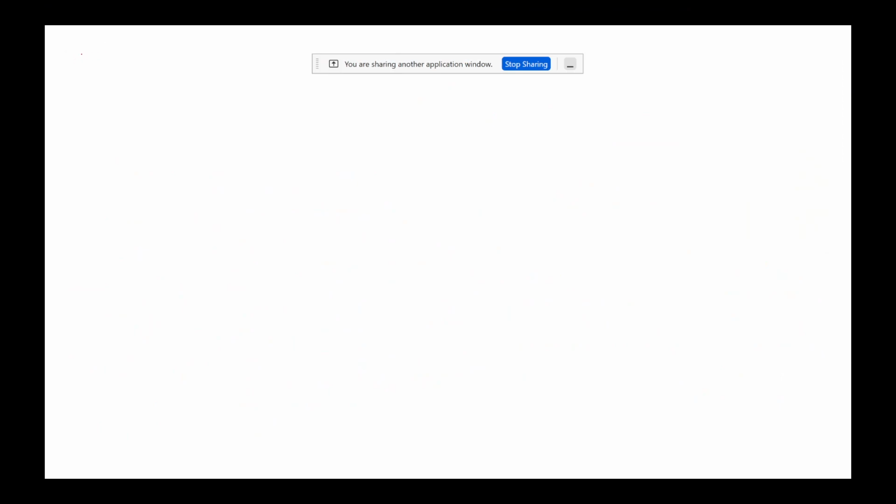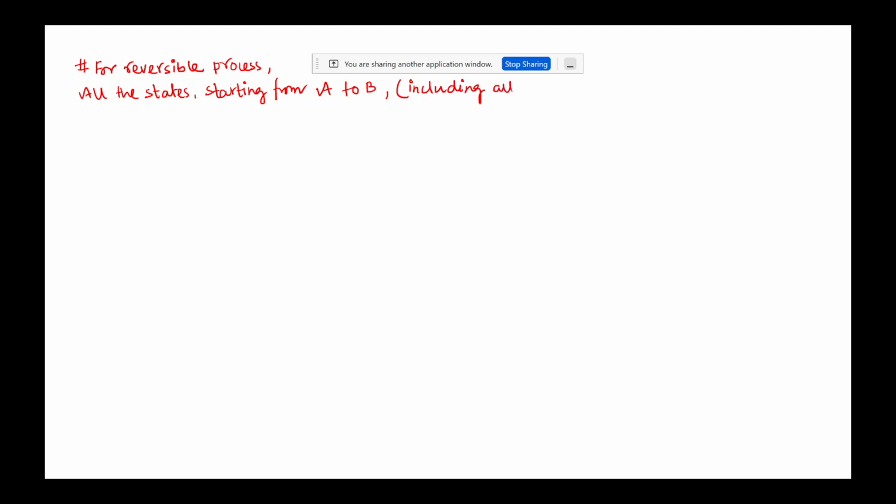Okay, because another thing we have to consider: for a reversible process, all the states starting from A to B, including all the intermediate states, have to be equilibrium states. Okay.